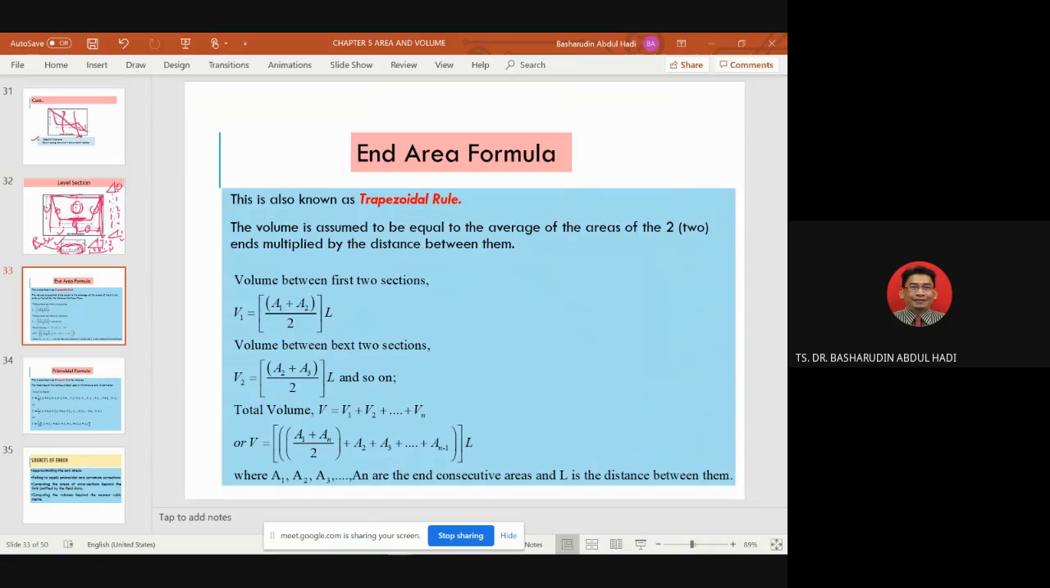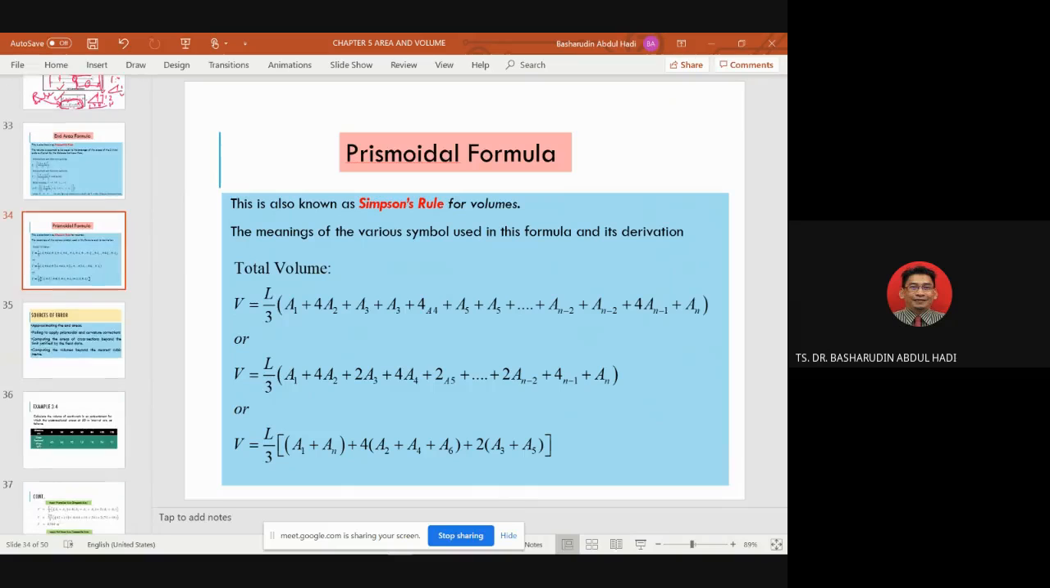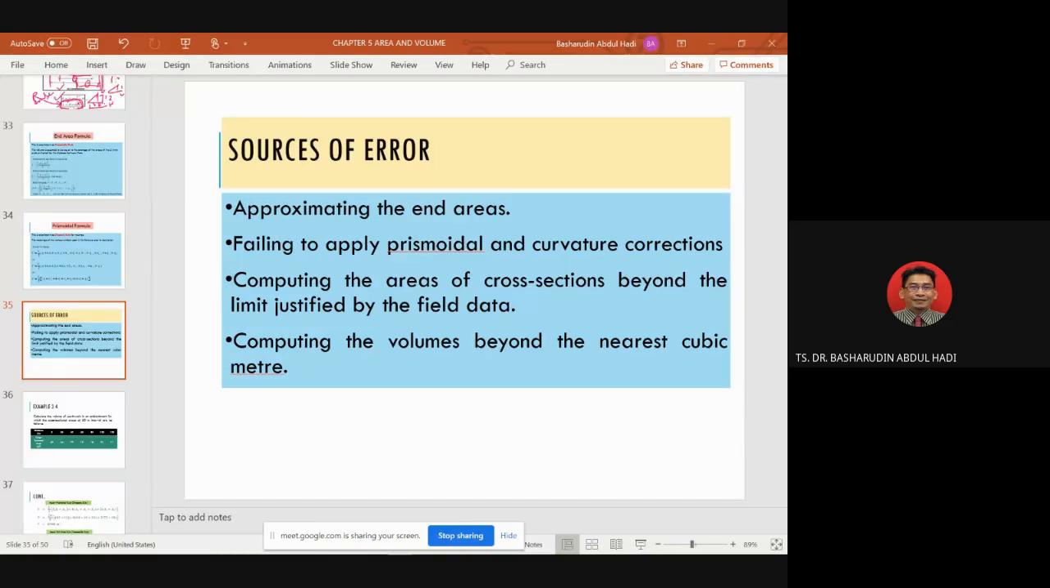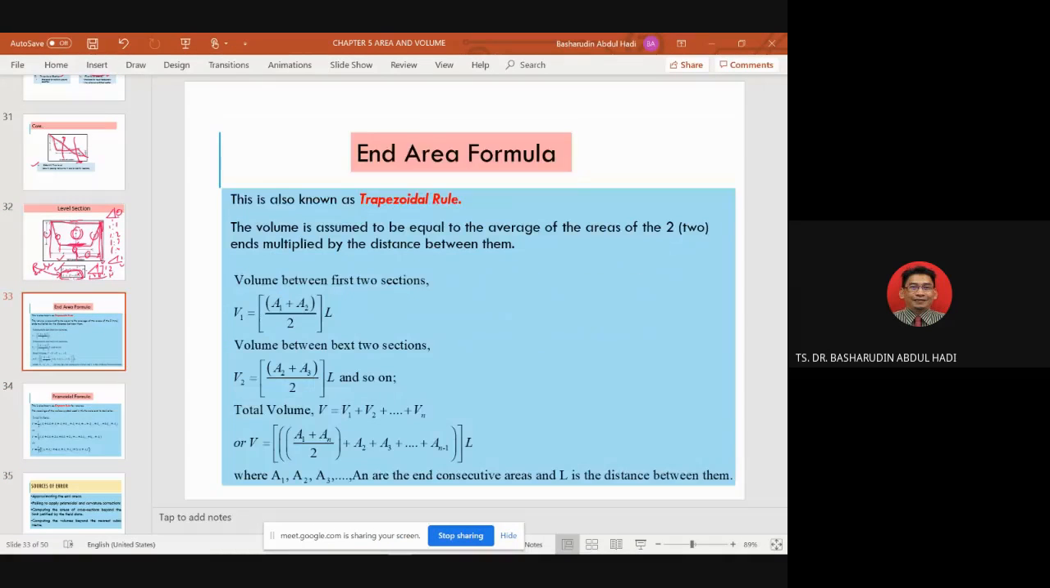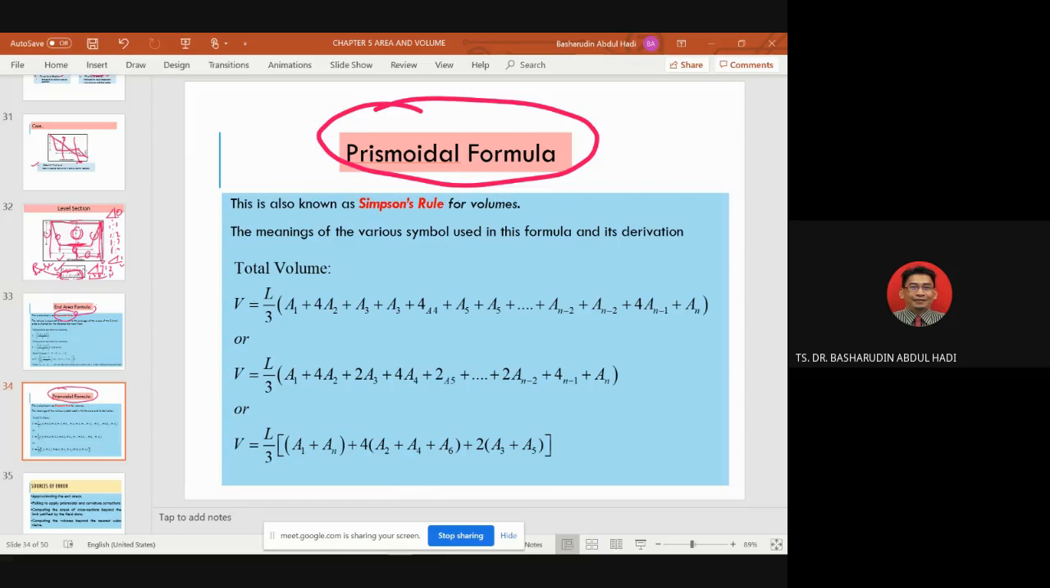And how about the average end area formula? And then we look at the prismoidal formula, and then we go to the sources of error. Okay, next, the average end area formula. The average end area formula we also know as the trapezoid rule. And if you have the trapezoid rule, you have a friend of it, which we call the prism rule. So these two formulas are used to calculate volumes.